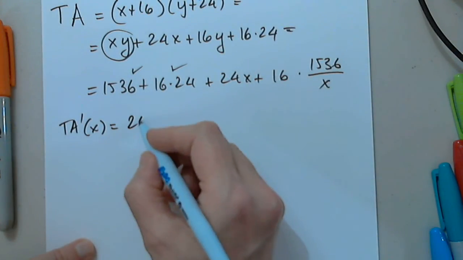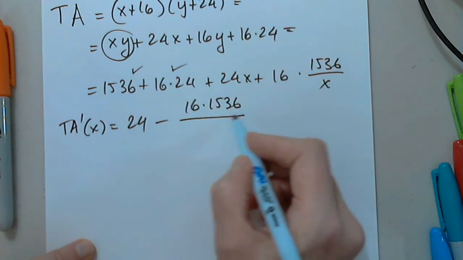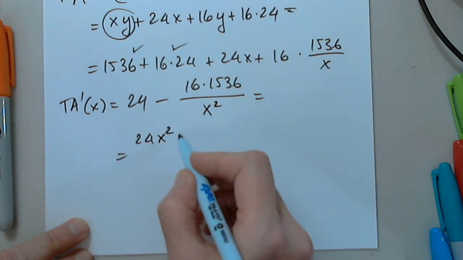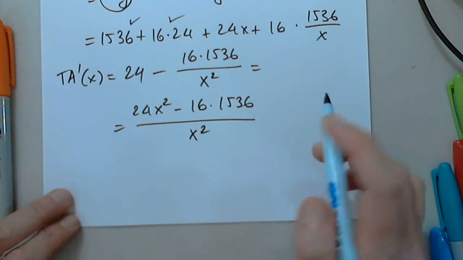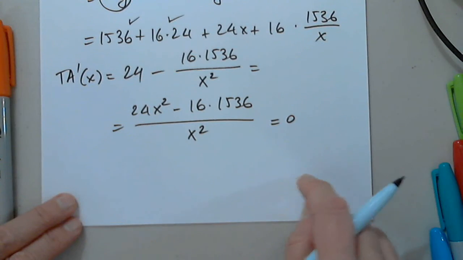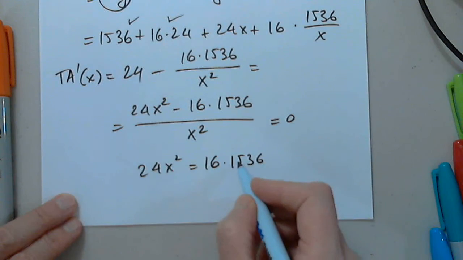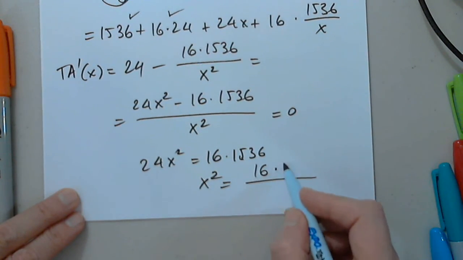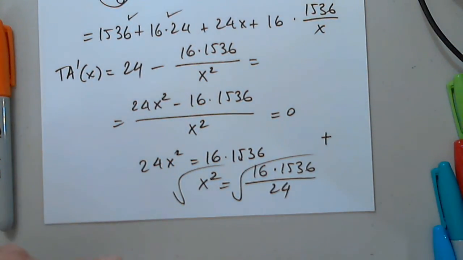So now when I differentiate the area of X, these constants will go away. This will become 24. And this will be negative 16 times 1536 over X squared. When I set this equal to 0, I have that 24 equals 16 times 1536 over X squared, or X squared is 16 times 1536 over 24, and I take the square root, and I will only consider the positive solution. So here's my calculator.